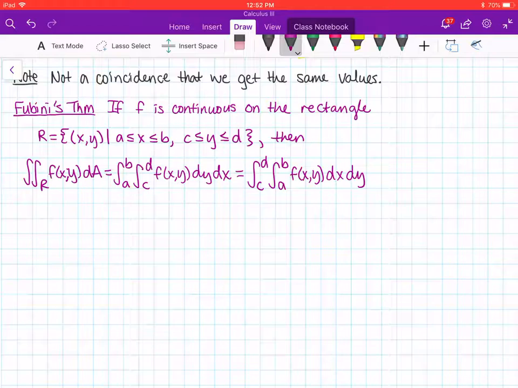I guess what I wanted to do was to explain some motivation as to why we have this theorem. And the other thing to keep in mind is that the actual proof you would see in an analysis class. So motivation.